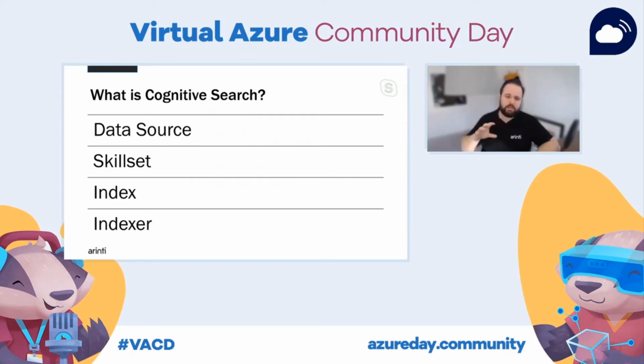Now, a second part is the skill set. And to explain what a skill set is, it's some kind of pipeline. So the skill set is a reference of how every step needs to be executed. So the first step will be gather the data. Maybe we want to do OCR on it. Maybe we want to do image recognition on it.